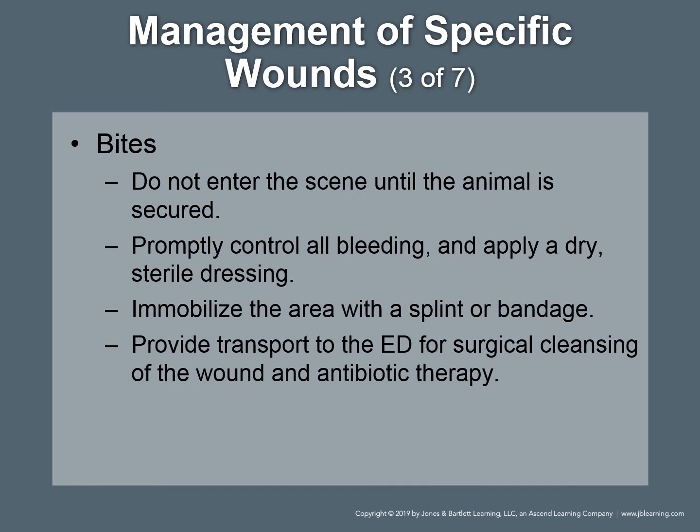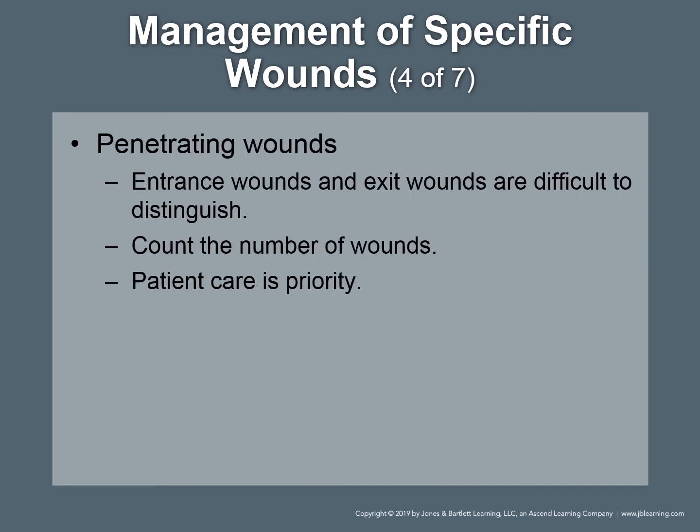Animal bites, scene safety. Don't enter if a dog's going to bite you. Make sure the animal's secure. Make sure they're gone. Control the bleeding. Put a dry, sterile dressing on that bite. Immobilize, splint that area up. Take them to the hospital. They're going to need some deep cleaning, some surgical cleansing, and they may need some antibiotic therapy and possibly their tetanus shot. Penetrating wounds, remember, under the penetration is where the injury is.